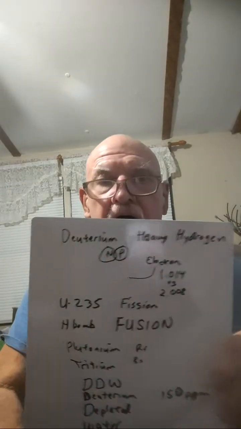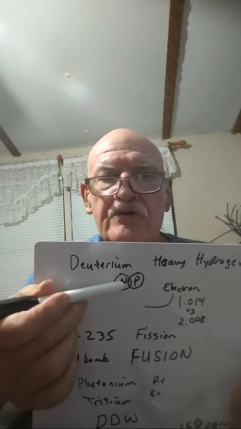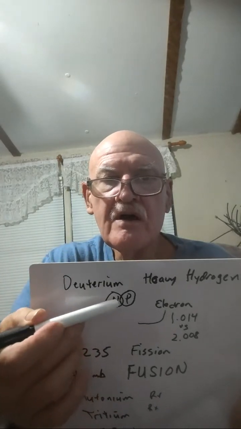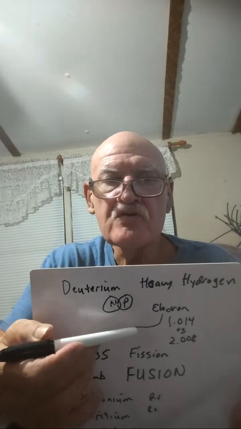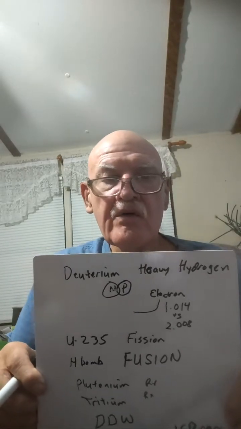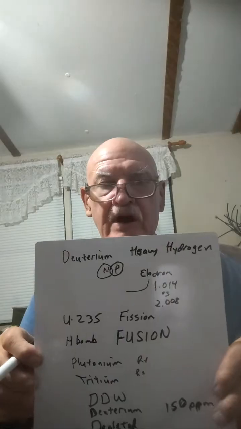So here you have a proton and neutron and an electron circling around that. So this is twice as heavy. That's 2.008 versus 1.014 for without the neutron. Okay, or maybe the proton, whatever it is. One or the other. They're both heavy, but it almost doubles the weight of that molecule of water. Makes it heavy water, heavy hydrogen.